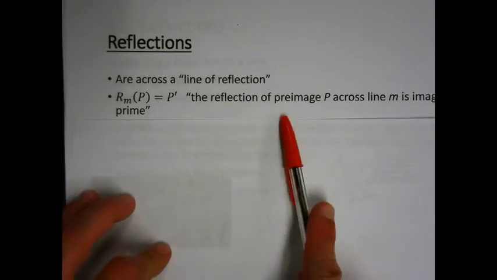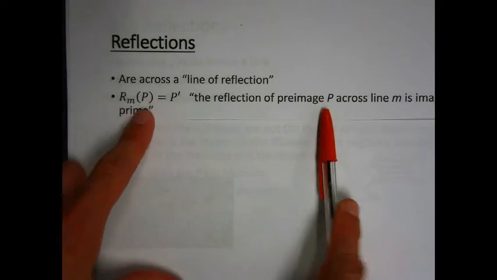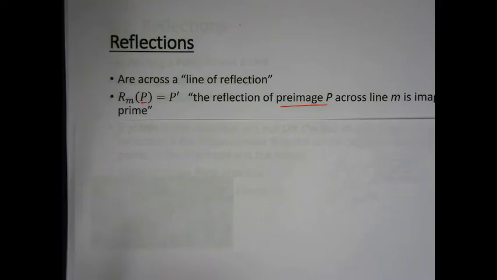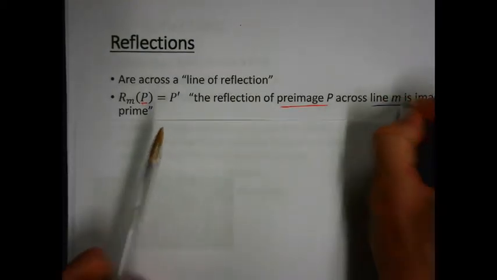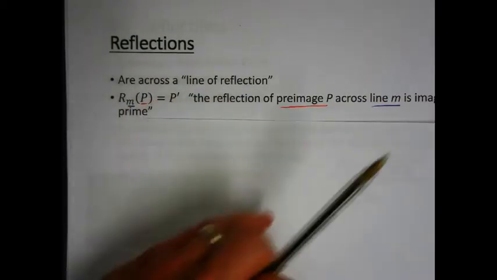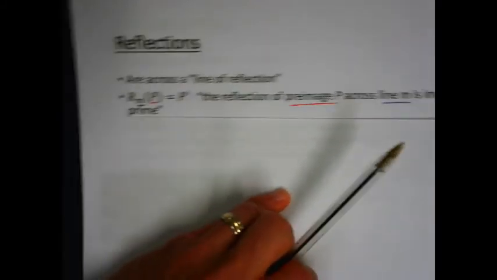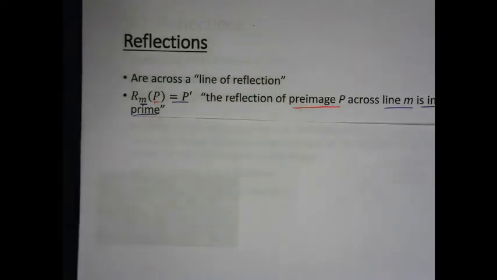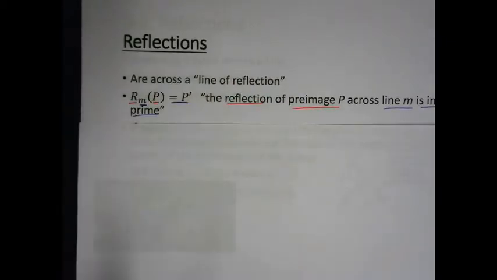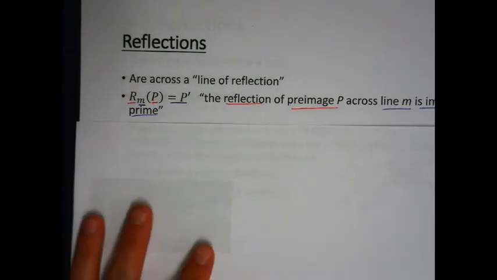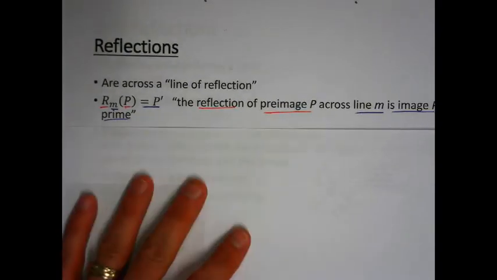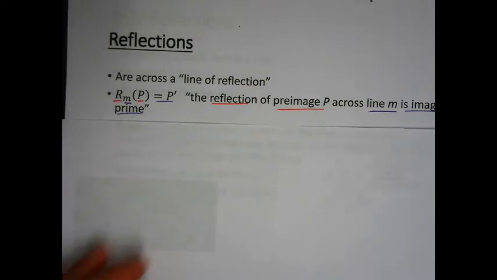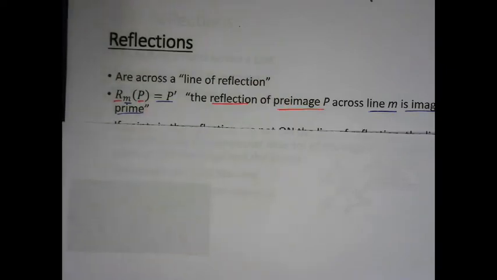The reflection of the pre-image P across line M is image P prime. Okay? So, the reflection of, notice the capital R, the reflection of pre-image P across line M is P prime. That's how we read it. And we're going to do more of that in the lesson. Okay, so make sure you have that note. Click pause. Make sure you do that. Pause the video. Read that.